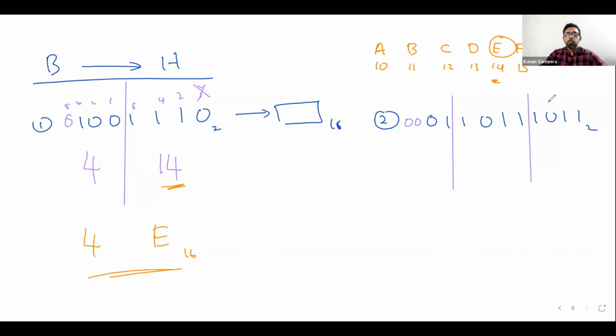1 2 4 8. We don't need number 4; 8 plus 2 plus 1 is 11. Just write it, number 11. 11 means B. So the answer is 1B, base 16.